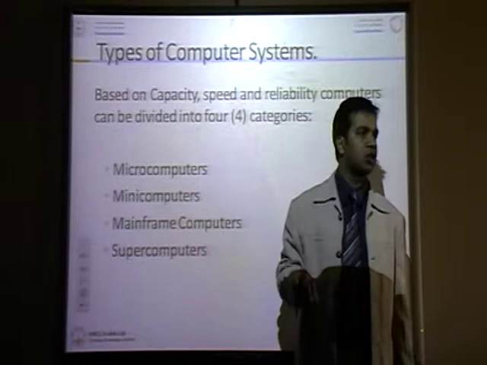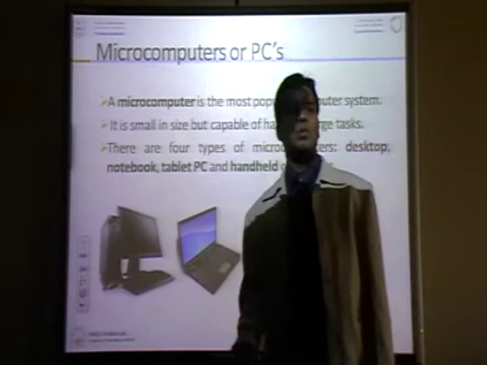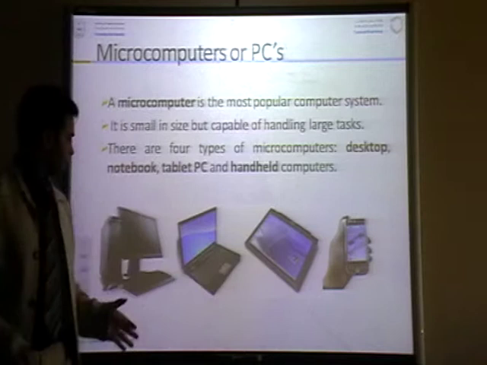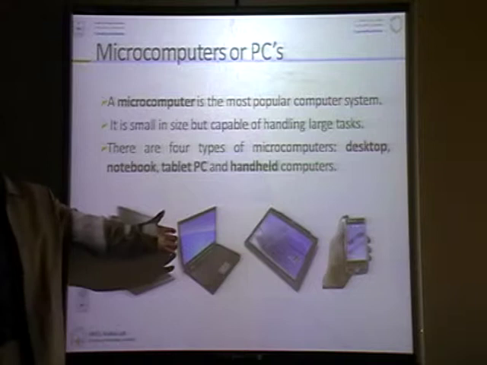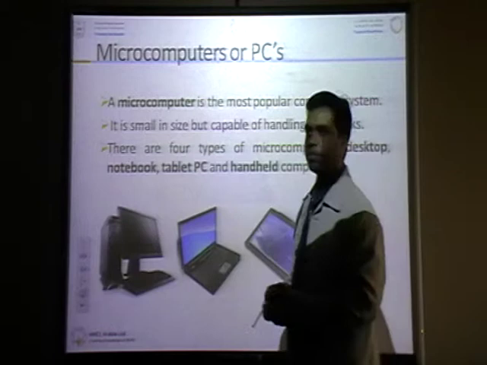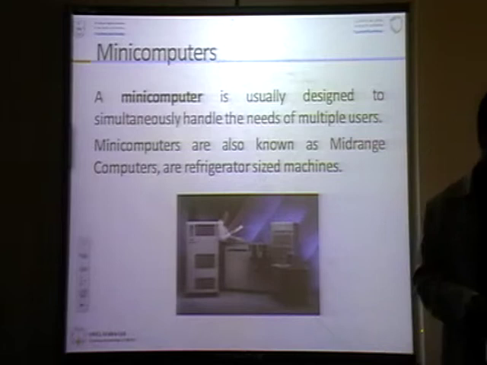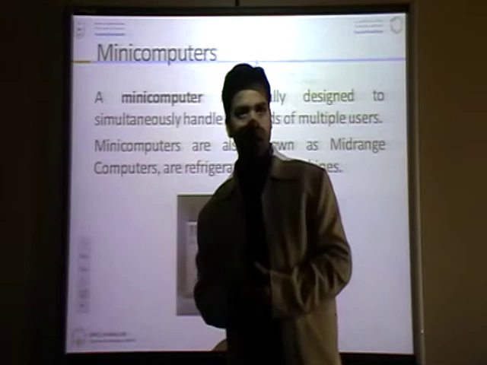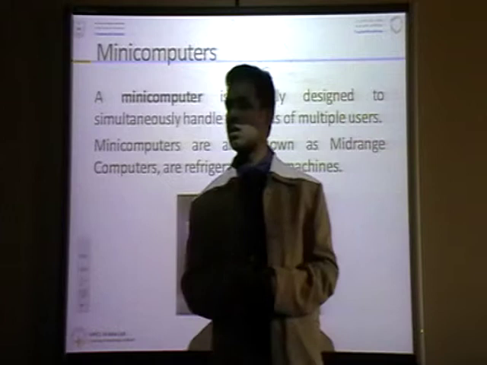Look, whatever computer you can see here, that is a microcomputer. This is a desktop. This is a laptop. This is a touch tab. And this is a smartphone. These all are types of microcomputer. Then come to the topic, minicomputer. It is bigger in size than the microcomputer. Its storage capacity is more. Generally you can see servers are minicomputers.